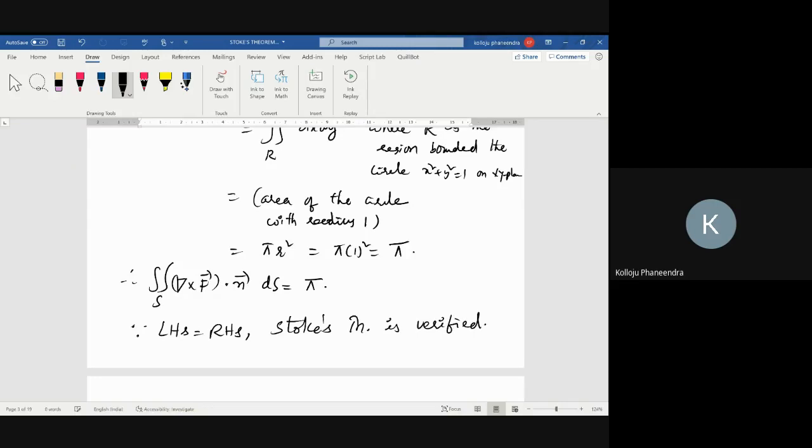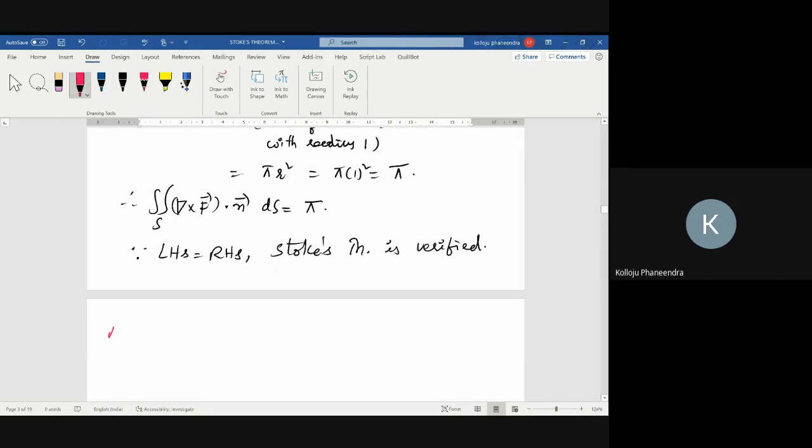Okay, this is one problem. And next one. Same logic here also. This is an assignment for you. Similar problem. Verify Stokes theorem.